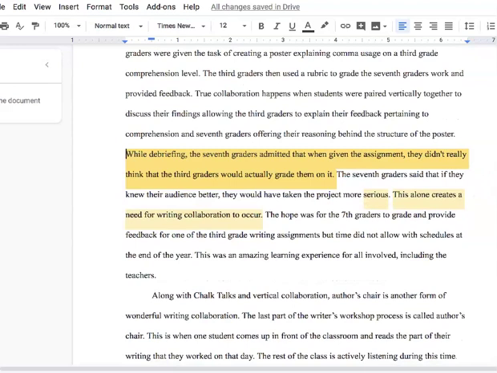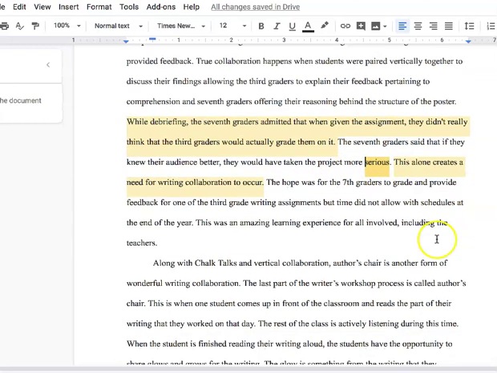My next feedback was very simple, changing this to project more seriously instead of serious. Then the next sentence, this alone creates a need for writing collaboration to occur. I was a little curious at what this actually meant. Were the seventh graders not collaborating before on their writing with peers, or just not with third graders? So how did this alone create a need for writing collaboration to occur? So maybe a little bit more information to explain what that means.